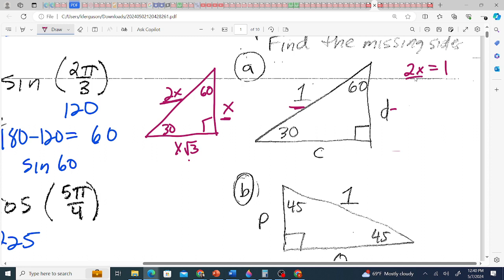2x equals 1. I need to isolate x. How do I isolate x when it's 2 times x? I do the opposite of times, which is division. The 2's cancel off, and I get x equals 1 half. So now I know that x is 1 half. Because I know that x is 1 half, this is 1 half times the square root of 3. But if I think about 1 half times the square root of 3 as 1 half times the square root of 3 over 1, I get the square root of 3 over 2, which is how you'll more often see it.